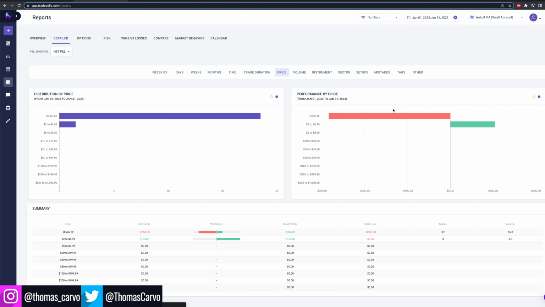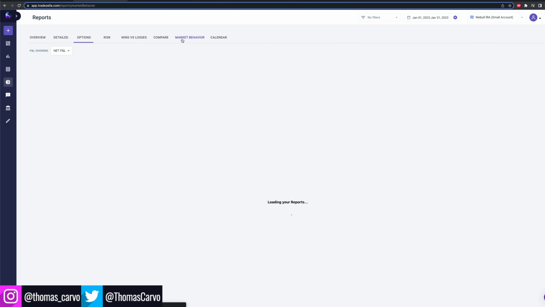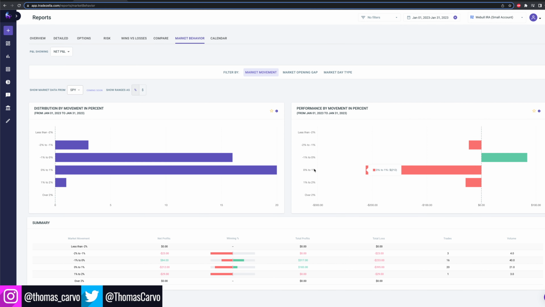Now, price of trades aside, let's talk about the type of day, okay? It's kind of interesting when we talk about the type of day. So I go to market behavior here, and what I see is that I'm actually best when the market's down. So when it's down 1% to 0%, that's when I'm actually at my best. When the market's up between 0 and 1%, I'm at my worst. And when the markets have these super outlier days, up 1 to 2 or more, or down 1 to 2 or more, I tend to not have great days.